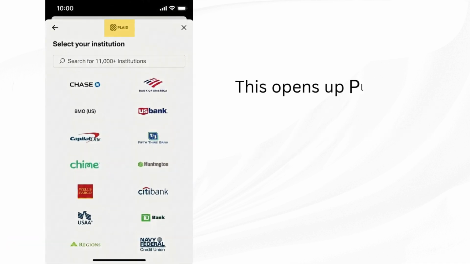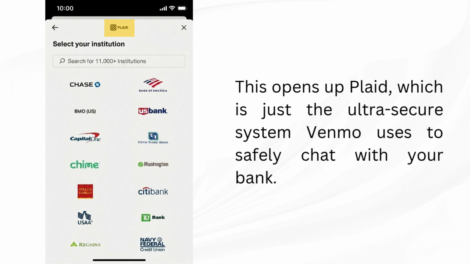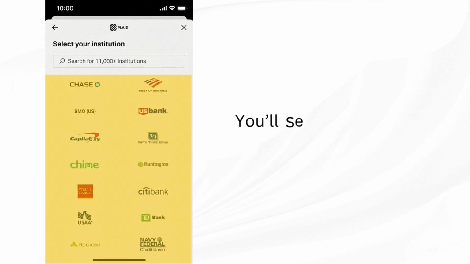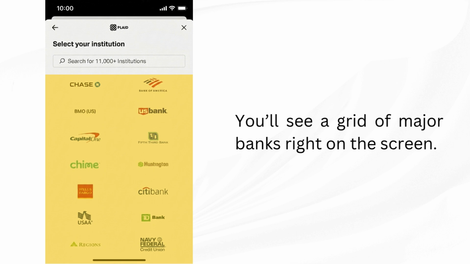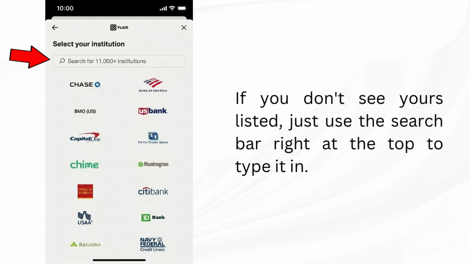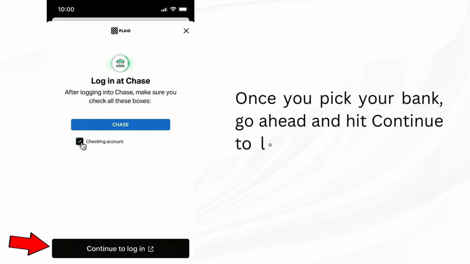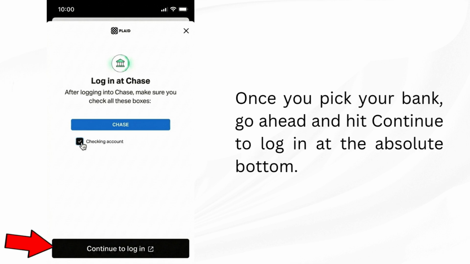This opens up Plaid, which is just the ultra-secure system Venmo uses to safely chat with your bank. You'll see a grid of major banks right on the screen. If you don't see yours listed, just use the search bar right at the top to type it in. For our example today, I'm going to tap on Chase. Once you pick your bank, go ahead and hit Continue to log in at the absolute bottom.